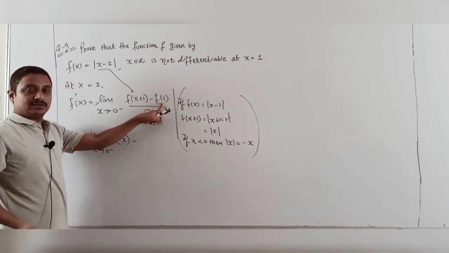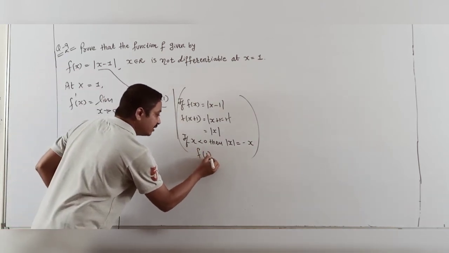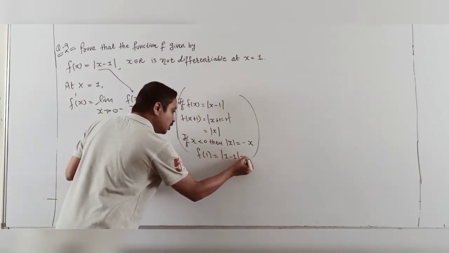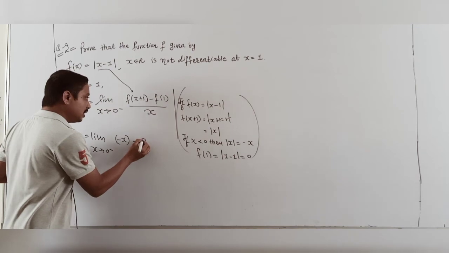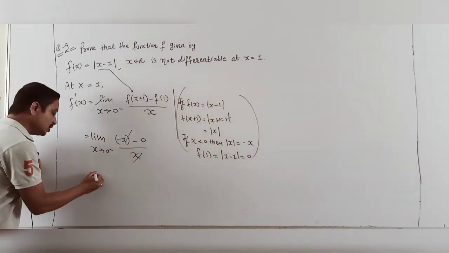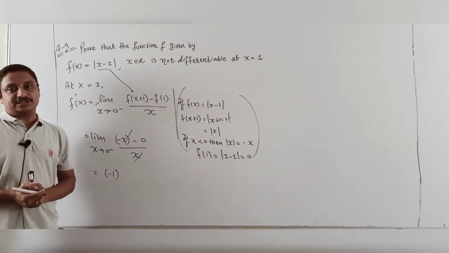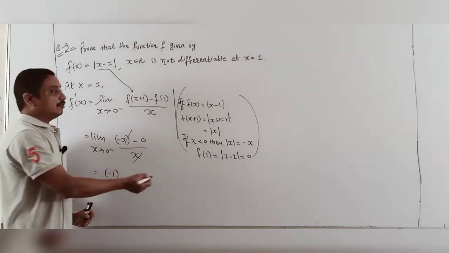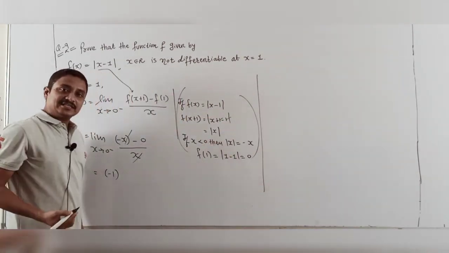And f(1) is also defined, the value for modulus 1 minus 1. It is how much? 0 upon x. So finally this x and this x are gone. You are getting how much? Minus 1. Now the same as the left hand side limit, now I am moving to the right hand side limit.